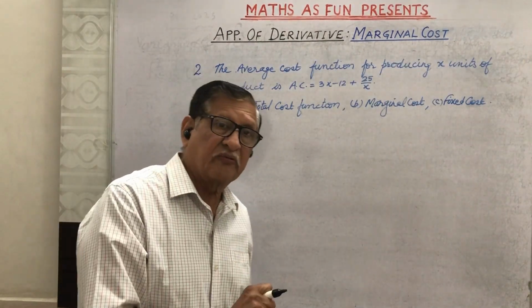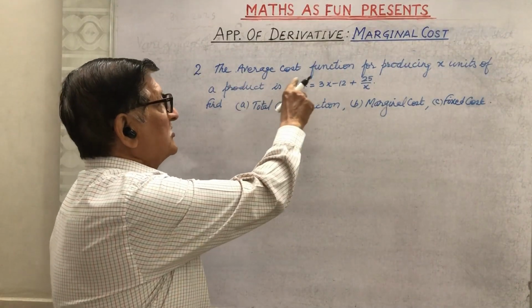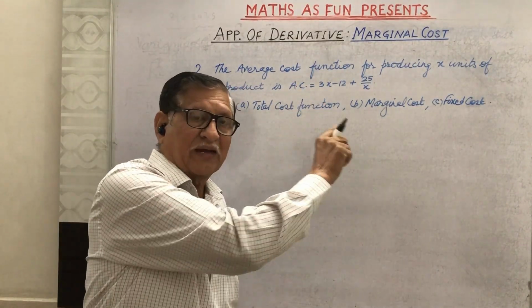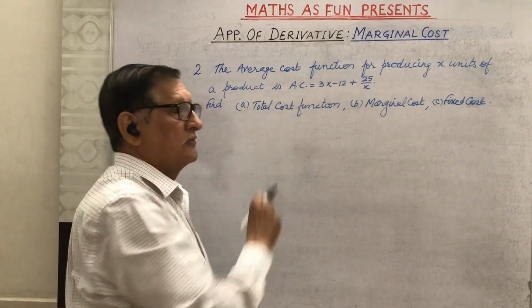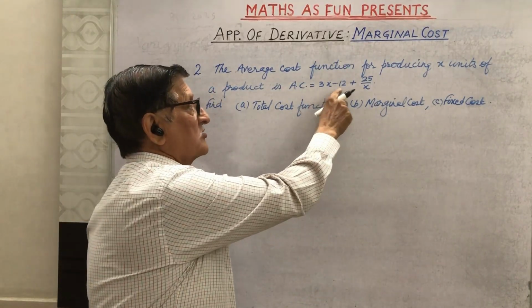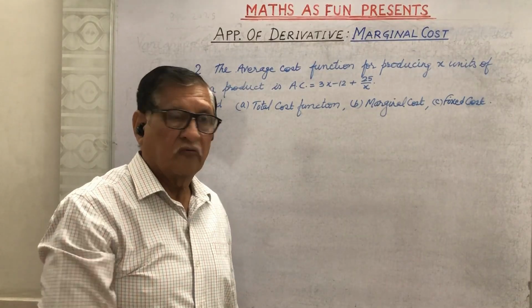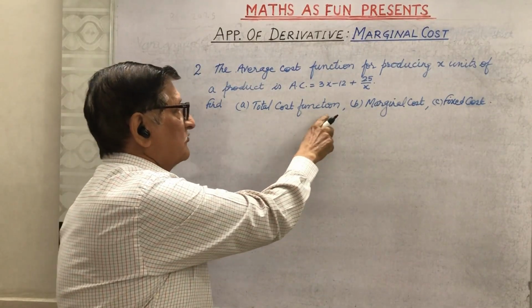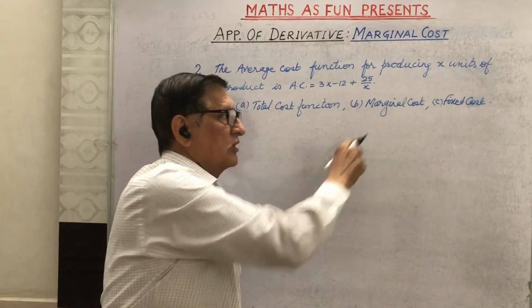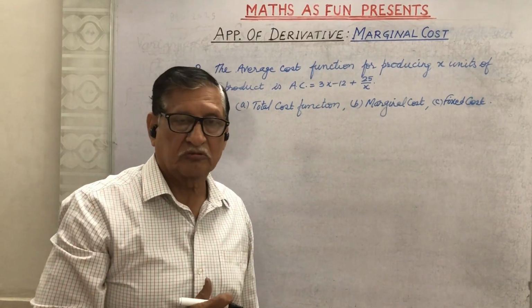The second example we are going to discuss: the average cost function for producing x units of a product is given as 3x minus 12 plus 25 upon x. We have to find the total cost function, the marginal cost and the fixed cost.